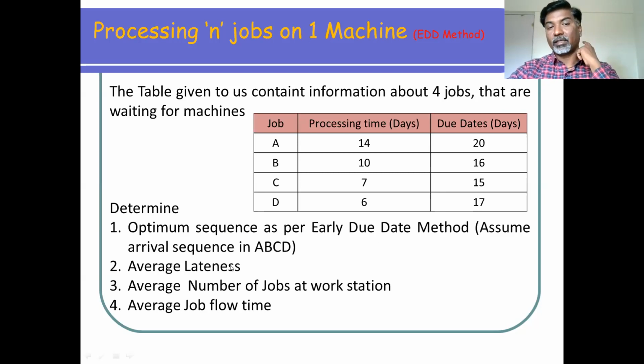Average lateness: how much maximum average late the jobs will get. Average number of jobs at workstation and average job flow time. So these four things are asked. We will solve this example. First, you have to identify the optimum sequence, and for that purpose, we have to use Johnson's method.